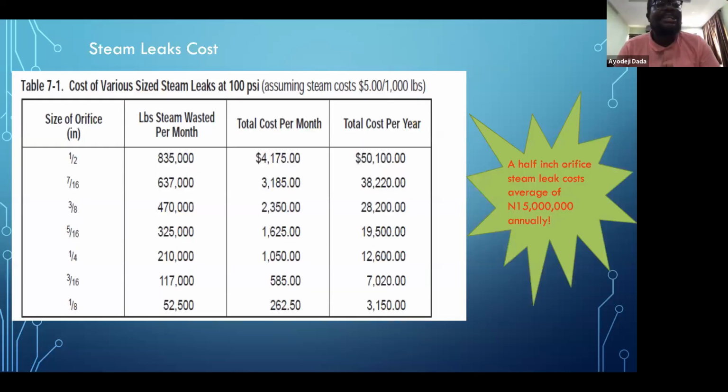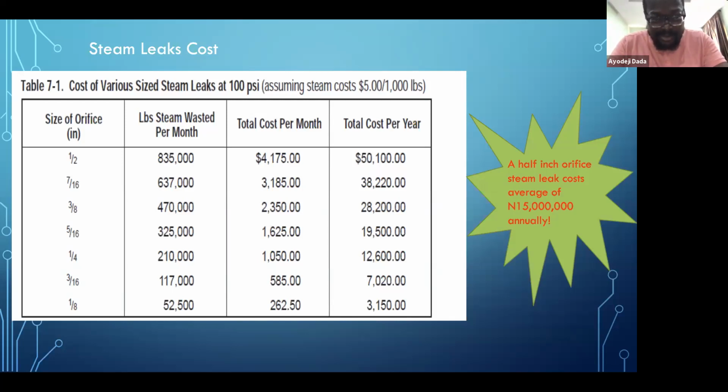A half-inch orifice steam leak will cost an average of 15 million annually. It depends also on how you use this boiler. It depends also on the type of fuel that you use. But a half-inch orifice steam leak will cost you about 15 million naira.